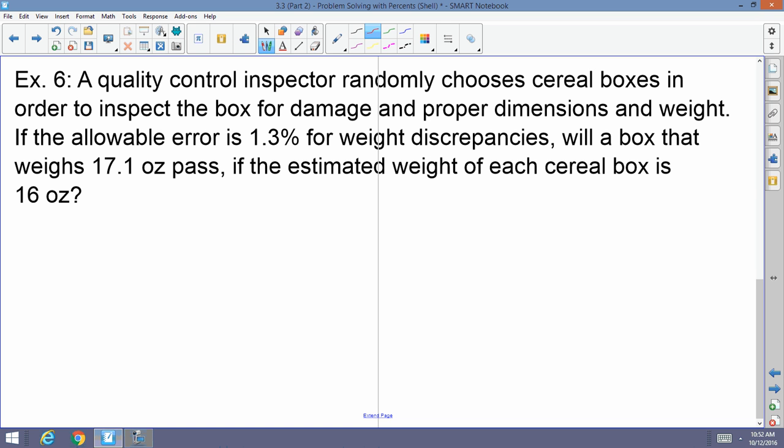Yes, sir. No, but good try. Thank you for asking, sir. You have an allowable error of 1.3%. What do you think, guys? Yes, sir. Okay, how would you do it, though? No. Okay. Yes, sir. Thank you. Say it, say it. Come on, be proud of yourself.